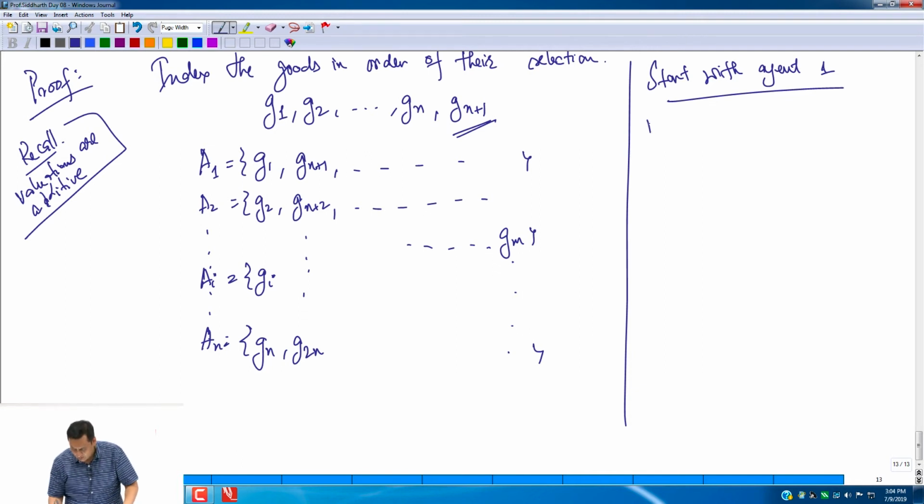So let's just look at round 1. When I say round, I mean the one loop through all the agents. So i goes from 1 to n.